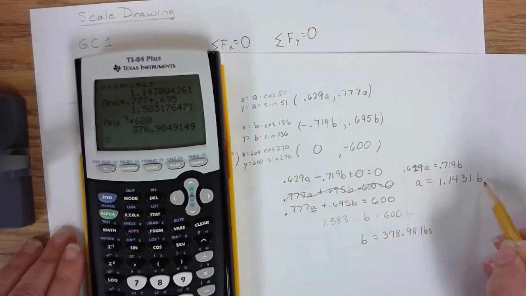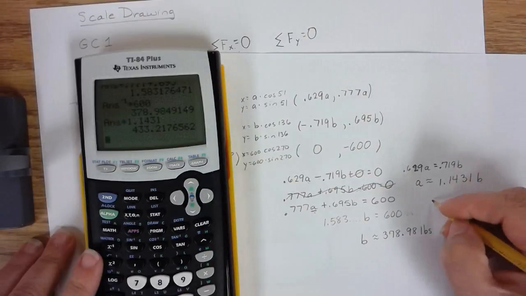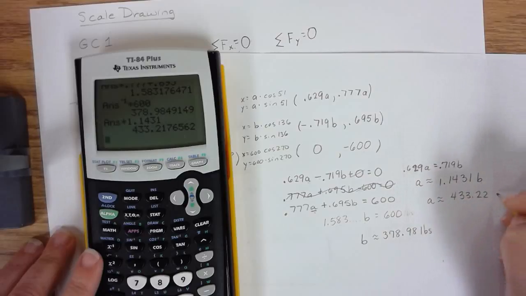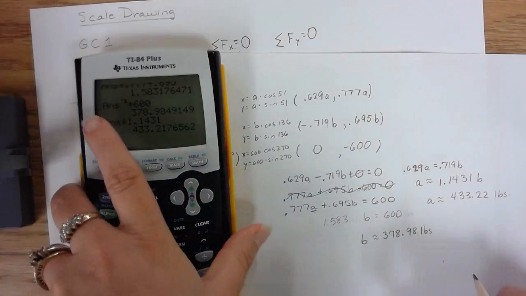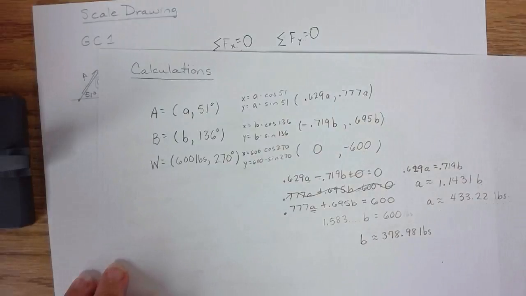Now I'm going to take the entire number on my calculator, substitute it back in here for b, and simply multiply that times 1.1431. I got an answer that a is approximately 433.22 pounds. Now, I have no idea how close we will be to our scale drawing estimates. We're going to find out.